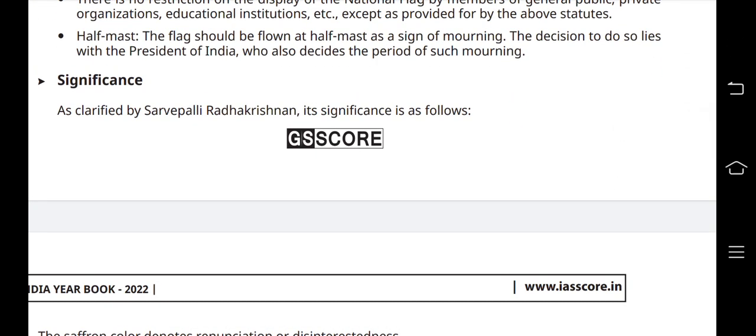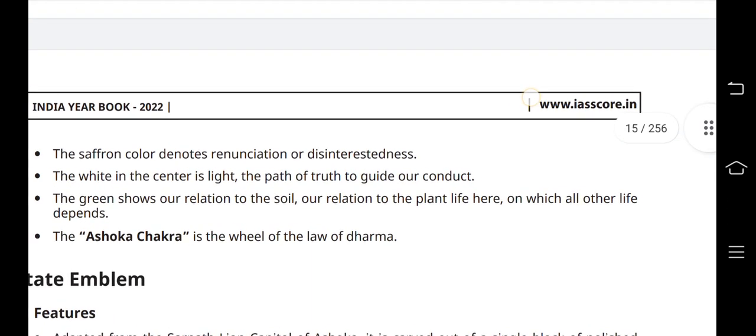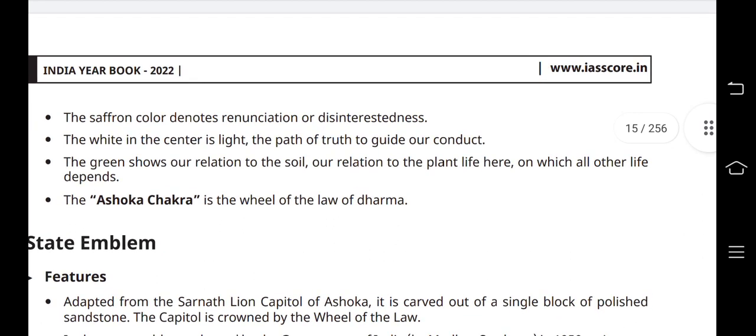Significance. As clarified by Sarvepalli Radhakrishnan, its significance is as follows. The saffron color denotes renunciation or disinterestedness. The white in the center is light, the path of truth to guide our conduct. The green shows our relation to the soil, our relation to the plant life here, on which all other life depends. And the Ashoka Chakra is the wheel of the law of Dharma.